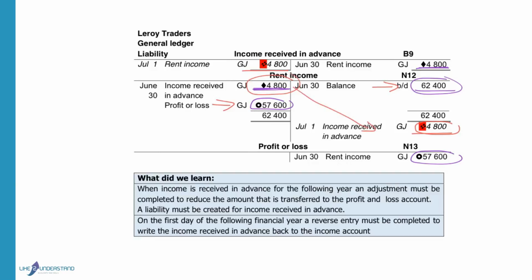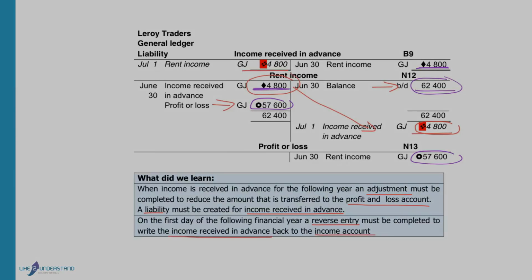What did we learn? When income is received in advance for the following year, an adjustment must be completed so the amount can be reduced in this income account and the correct amount can be transferred to the profit and loss account. We must create a liability, income received in advance, so that we can show the liability in the balance sheet as a current liability. On the first day of the next financial year, you have to complete a reverse entry so that the income received in advance can be closed, and we will debit it and we will credit our income account again.